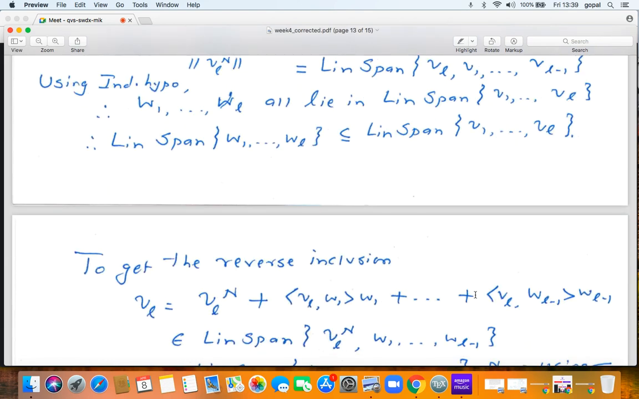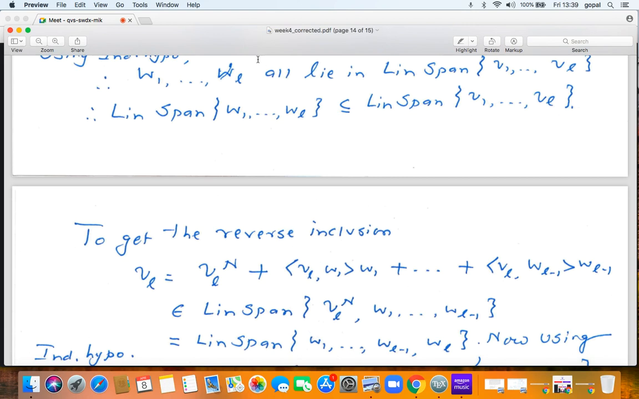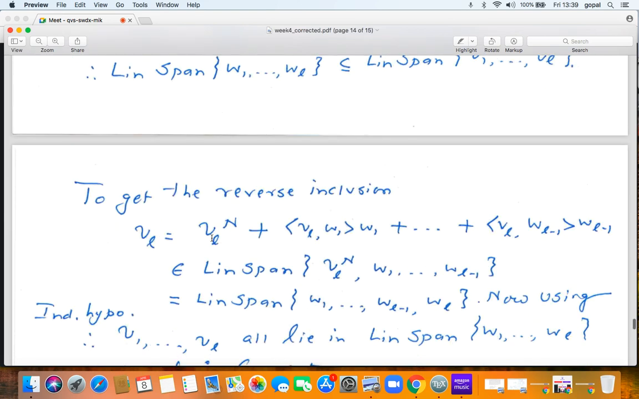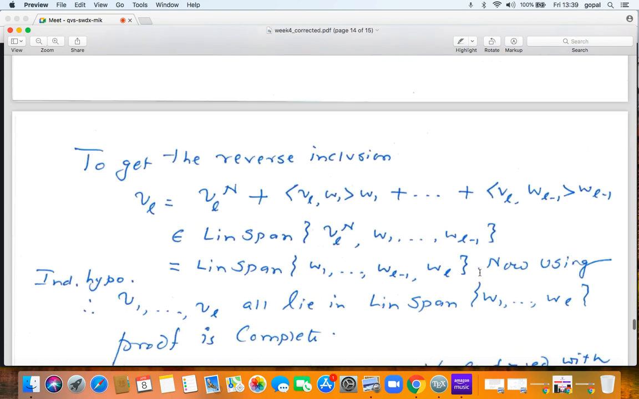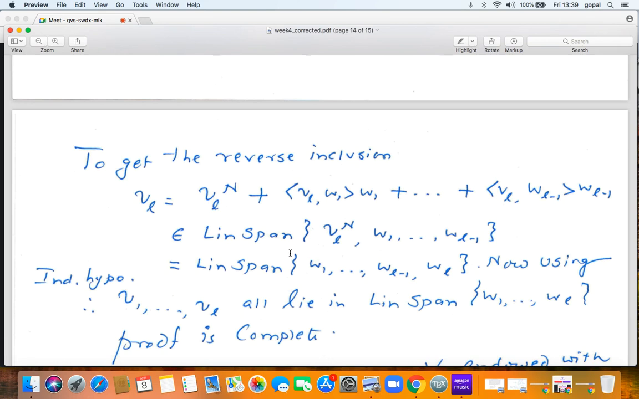And to get the reverse inclusion, it is exactly similar. Now we started out with looking at V_L^N. Now we look at V_L. V_L is again V_L^N plus the components, because V_L^N is V_L minus those components. So the right hand side belongs to the linear span of the first vector V_L^N and then W_1, W_2, ..., W_{L-1}. But V_L^N is basically a multiple of W_L. So this linear span is going to be the same as the linear span of W_1, W_2, ..., W_{L-1}, W_L, because the last vector is simply obtained from the first one by dividing by the length.